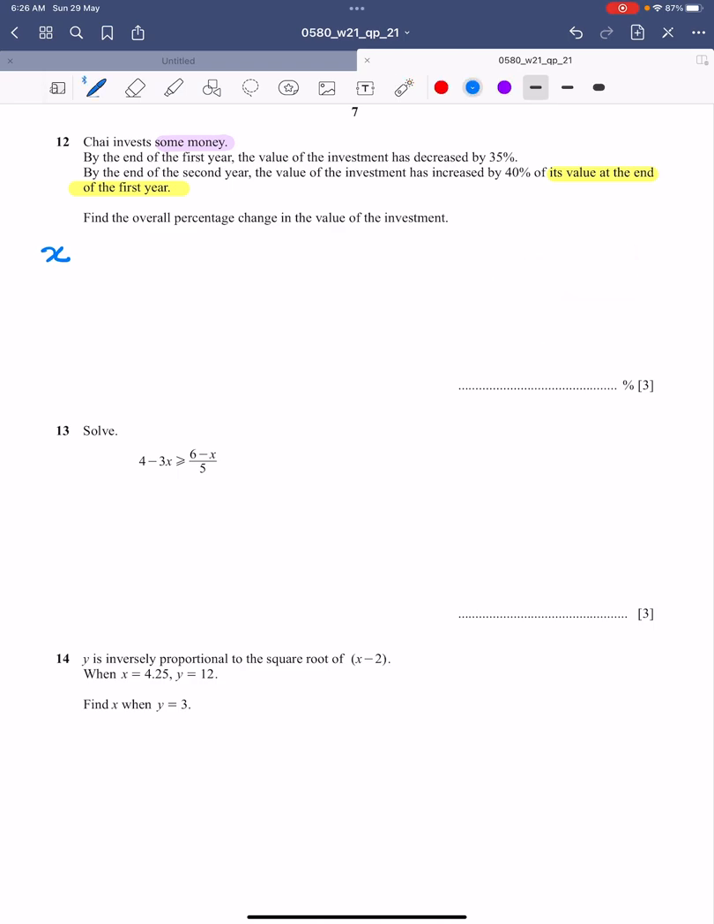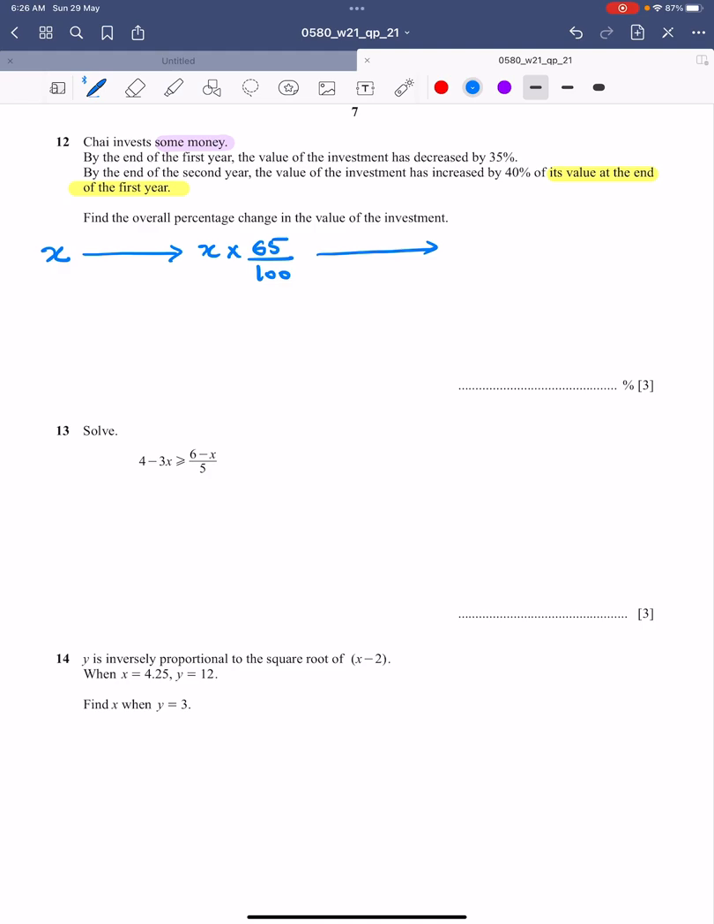So, the investment in the first place was X. At the end of the first year, it decreased by 35%. So, X turned out to be reducing by 35%, so it became 65%.